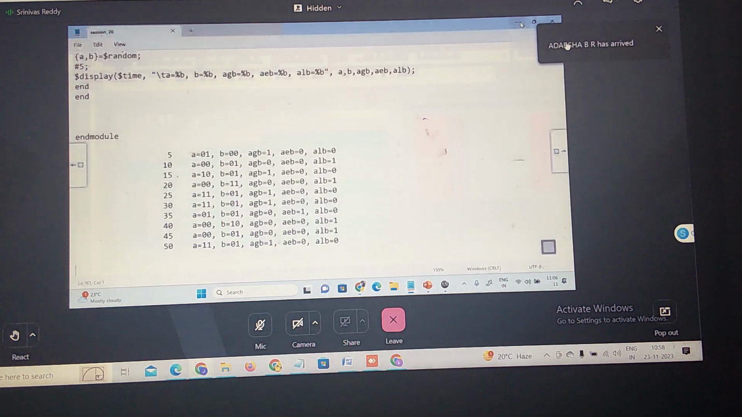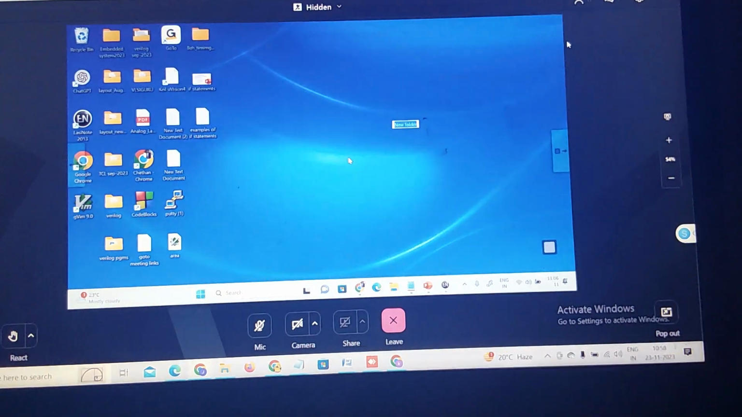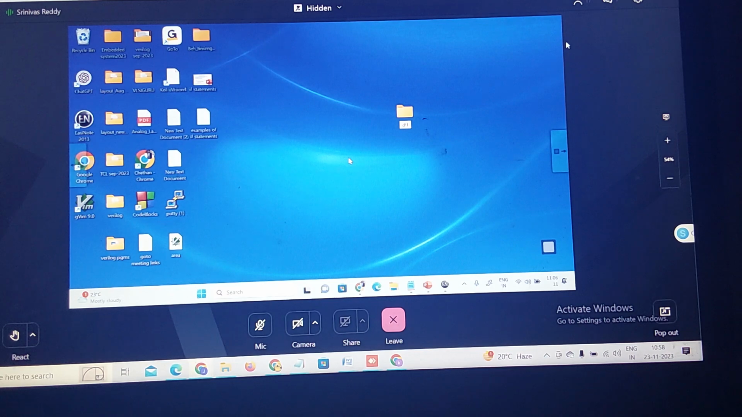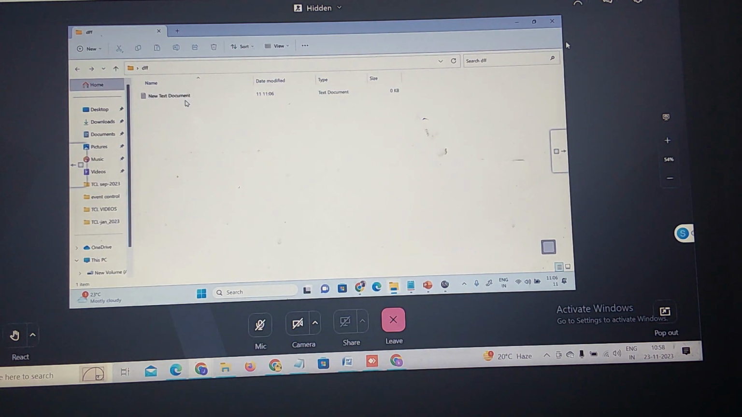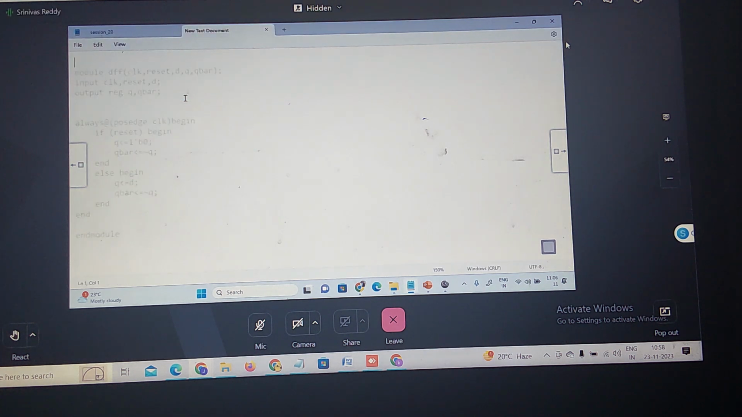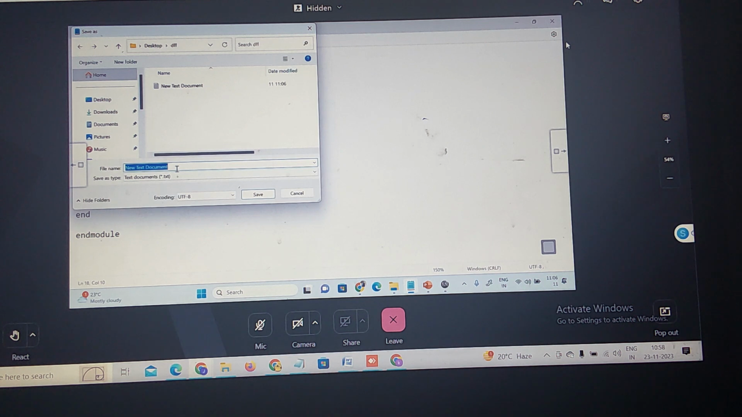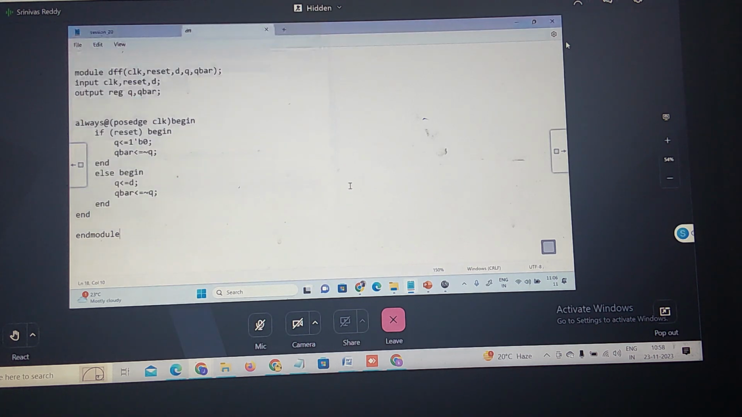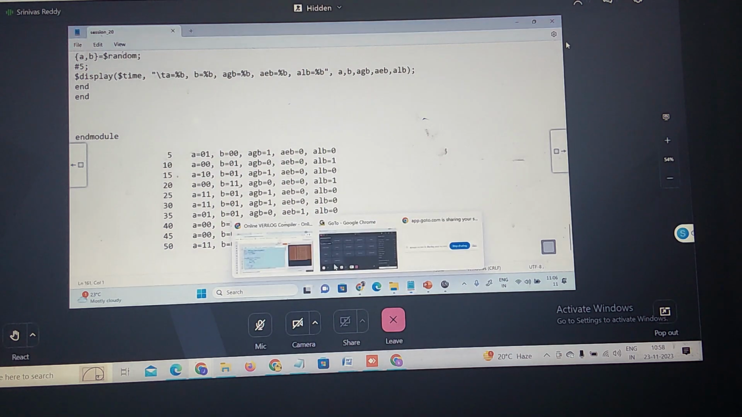For this, what do I need to do first? Let us create the folder D flip-flop. First, we need to design the design file. Let us copy the same program here and save it as a file. Let us make this D flip-flop.v extension. Now I have made this into the D flip-flop file. What do I need to do next?